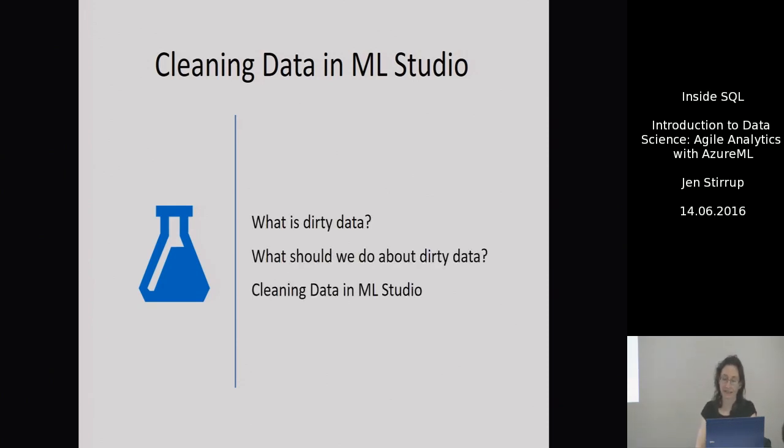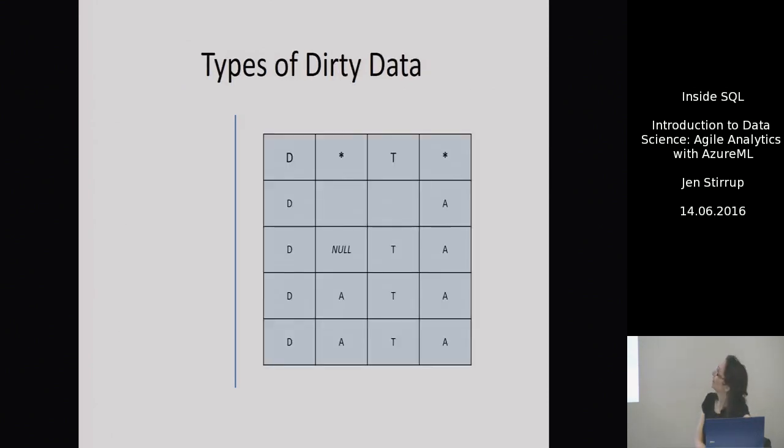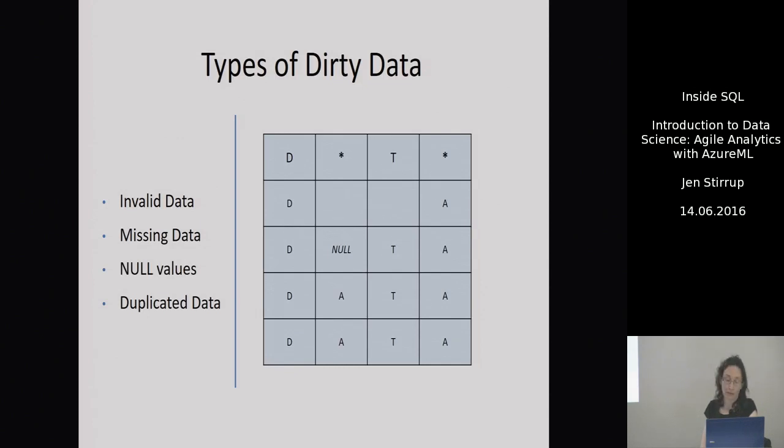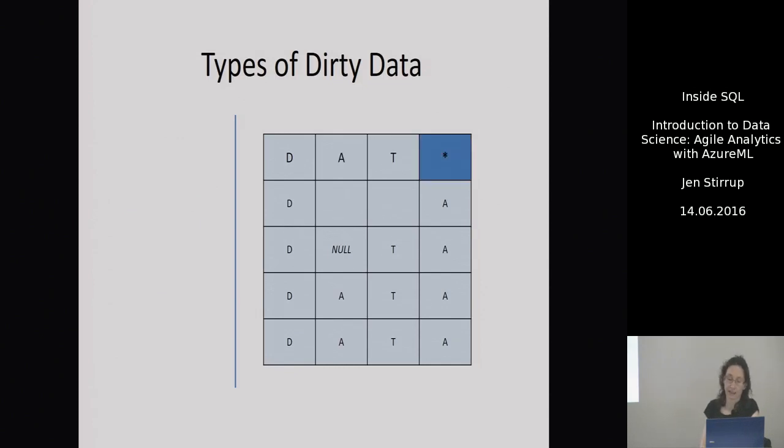So what is dirty data? What should we do about it? And how do we clean data in ML Studio? I hope you can see that all right. I've got a matrix here just with the word data in it. We can see there are different types of data. We've got invalid data. If this data was only supposed to be letters, we can see straight away that some of it is in asterisks. We see we've got missing data as well. We've also got some nulls in there. We've also got duplicated data. So how do we start to clean that up?